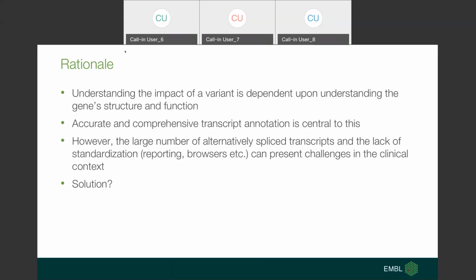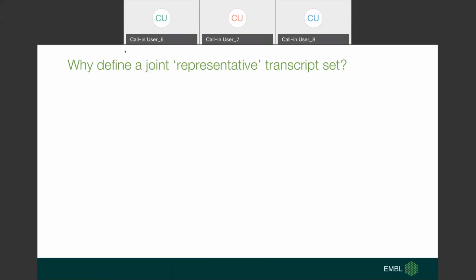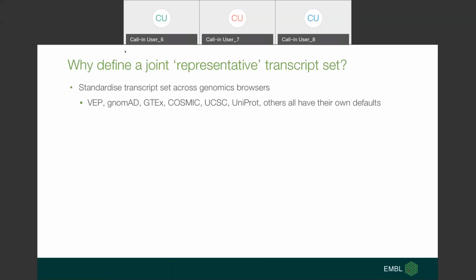So the two groups, the EMBL-EBI and the NCBI, have had a long-standing collaboration as part of the CCDS project, which stands for the Consensus Coding Sequence Project. And so we'd already been thinking through what could be a possible solution for this particular concern. We started thinking through, should we define a joint representative or default or canonical, whichever phrase you want to use, should we do this jointly and would that be helpful?